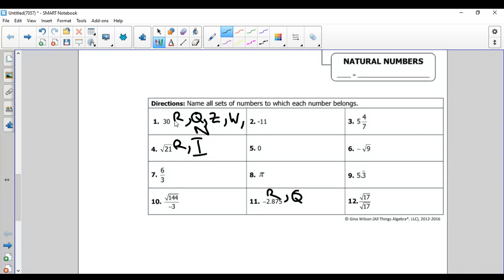So now, is it an integer? It is not an integer because there's decimals. So because it's not an integer, it's also not going to be a whole number, not going to be a natural number. There's your answer.